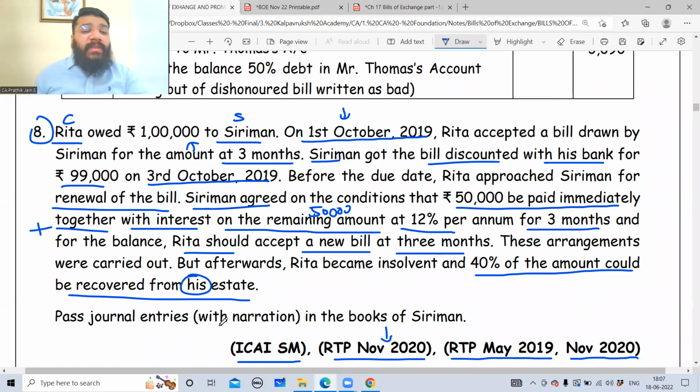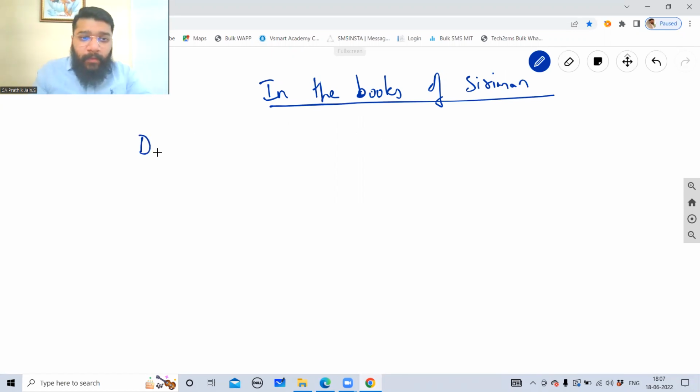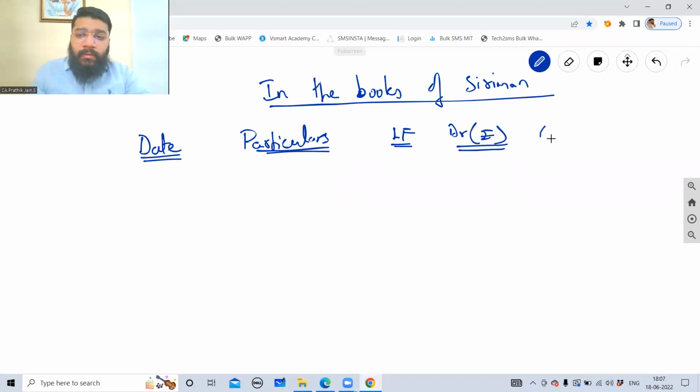So journal entries with narration. Even if this narration is not given, you have to write the narration in the books of Sriman. Sriman is the seller. So in the books of Sriman: date, particulars, LF, debit rupees, credit rupees.